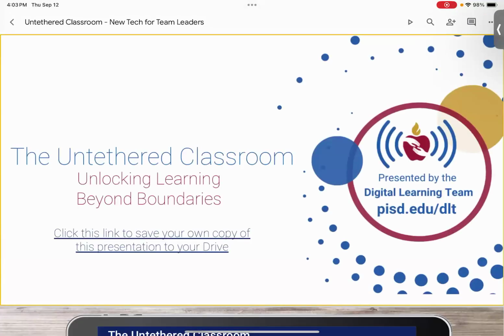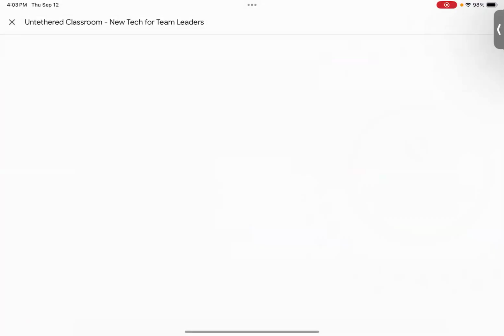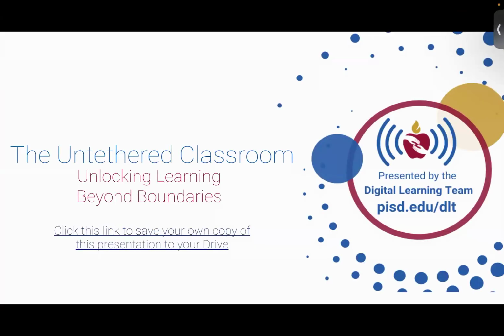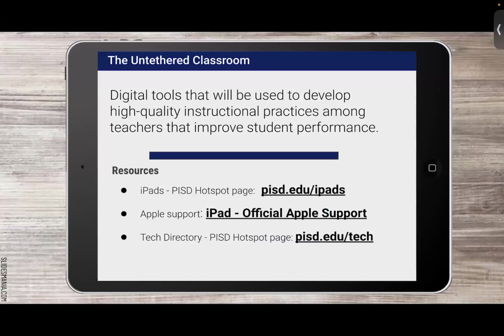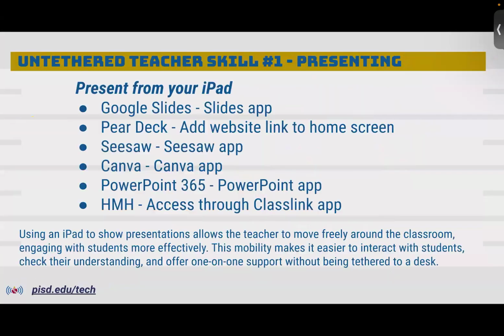And then on the upper right-hand side, there's a little play button. This play button puts it in a presenter mode, so I can say present on this device. So, yep, that's what I'm going to be doing. And then there you go. So now I'm presenting on that device. So that's how you do it with Google Slides.